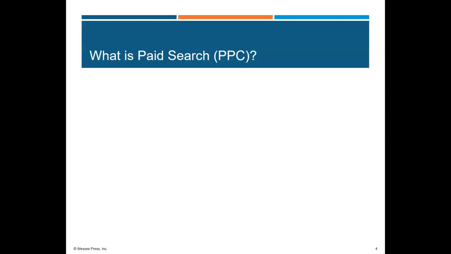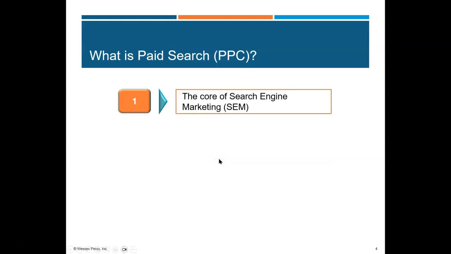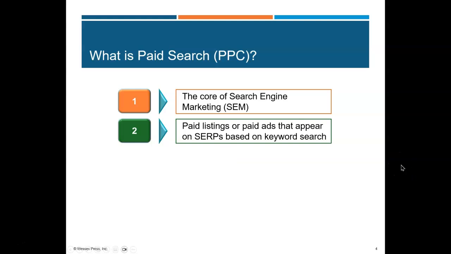So let's go into paid search or PPC. Number 1, this is the core of search engine marketing, which is what we're studying right now. So remember, SEM, search engine marketing. Number 2, paid listings or paid ads that appear on SERPs based on keyword search. So let me go back so that we can remember. We're going to connect all of these terms together.